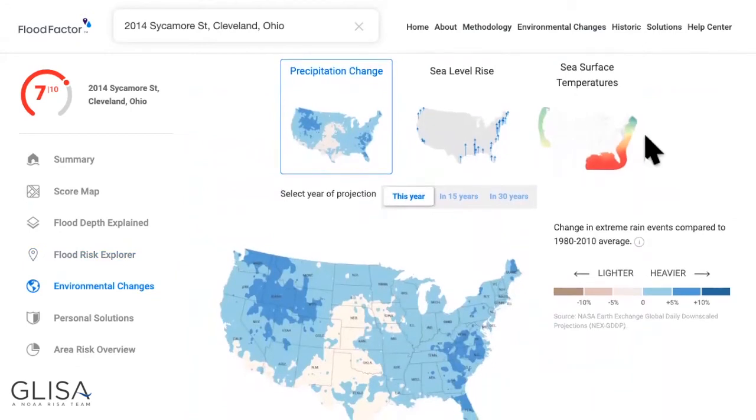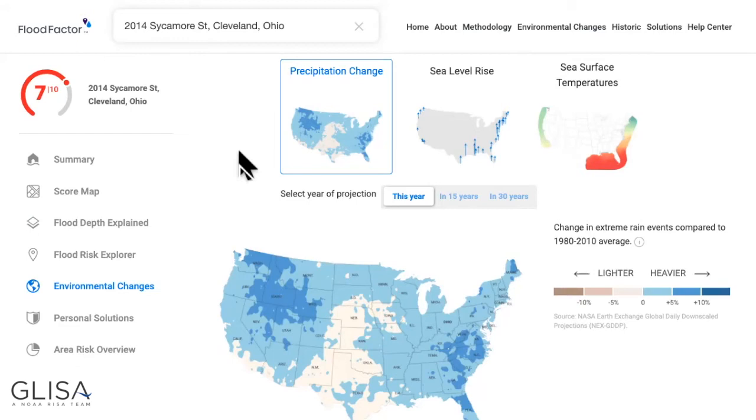Risk factors for flooding are changing due to environmental changes. The flood factor tool shows projections for changes in precipitation, sea level, and sea surface temperatures. However, for the Great Lakes region, the only applicable category is precipitation change. The model does not yet include projections for changes in lake levels or lake surface temperatures for the Great Lakes.